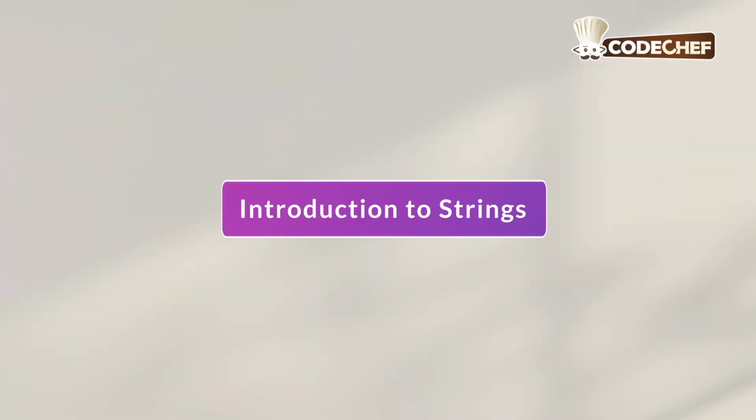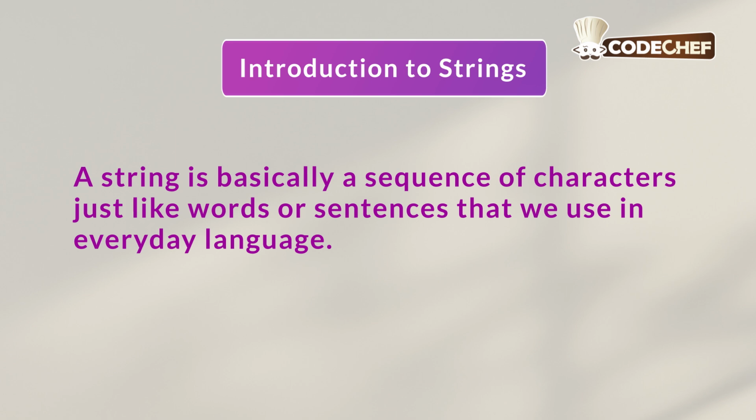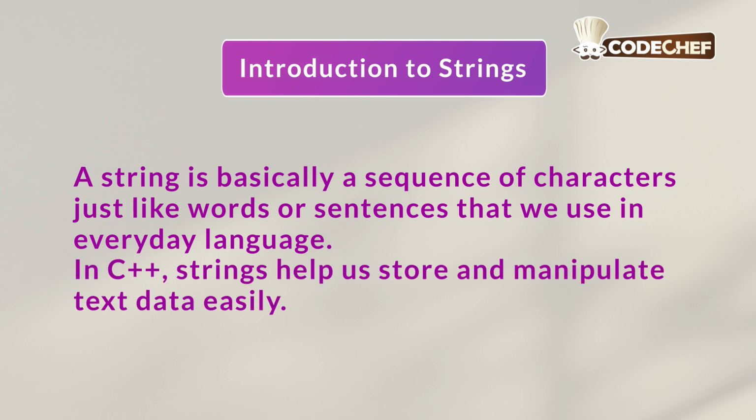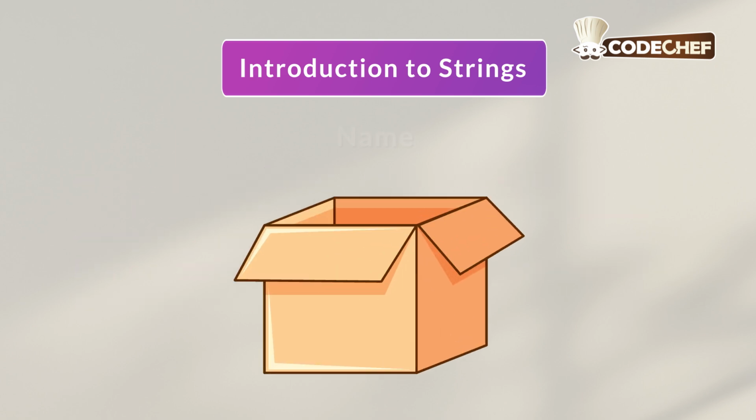Let's start with Introduction to Strings. A string is basically a sequence of characters just like words or sentences that we use in everyday language. In C++, strings help us store and manipulate text data easily. For example, your name and email address or even an entire paragraph all can be stored in a string.